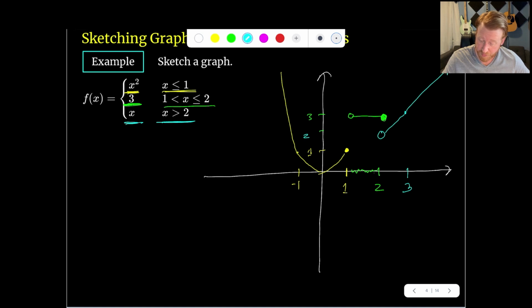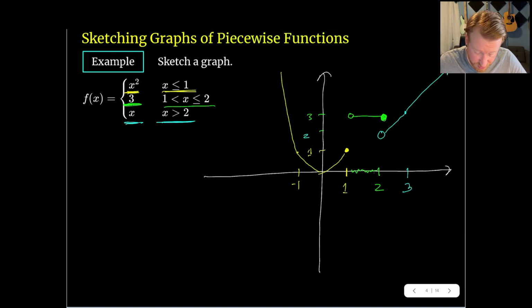So hopefully that wasn't too confusing, but I'm really just looking at each part of the domain as we go here and then sketching that. If I need to oversketch and come back and erase some parts, then that's okay too. So there we go. We've got a piecewise function more or less sketched here.